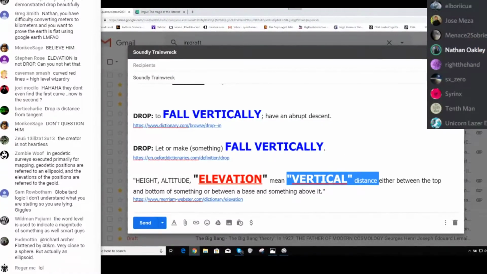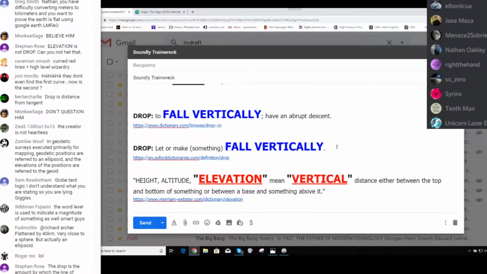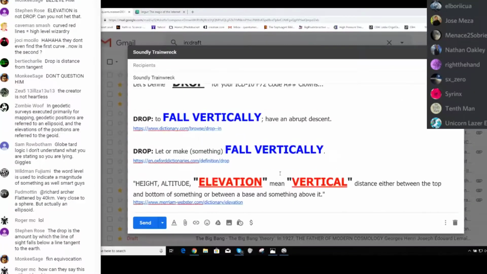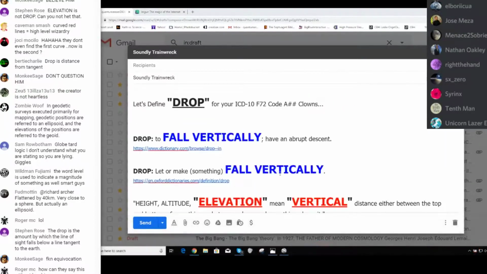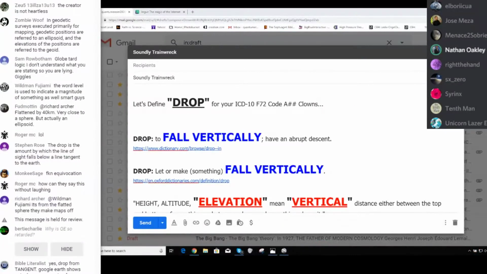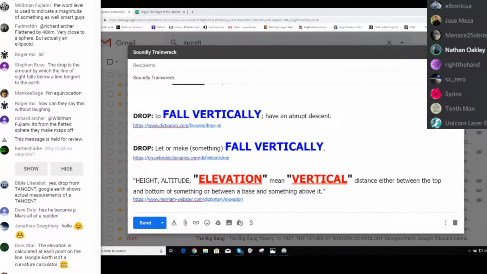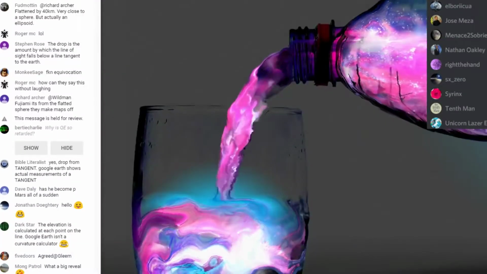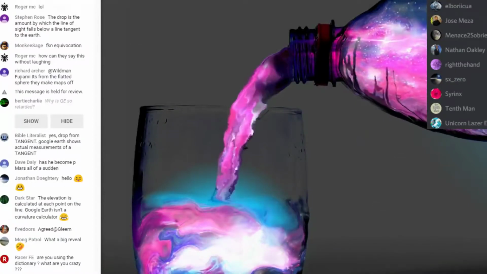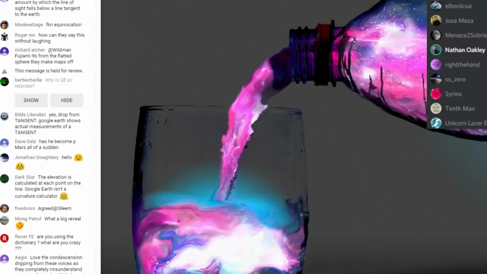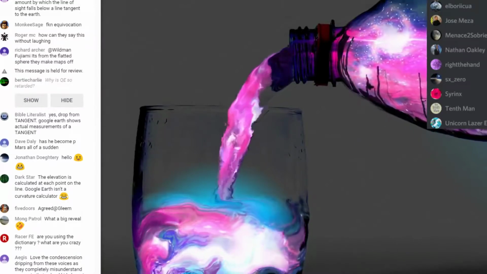Follow? I know the definitions are behind you guys. I'm saying you're mixing them up and confusing people. It was on screen. It's come from dictionary.com. What's the problem? Oh my God. Elevation is above the surface of the earth. Drop is the curvature. There's two different subjects we're talking about here.